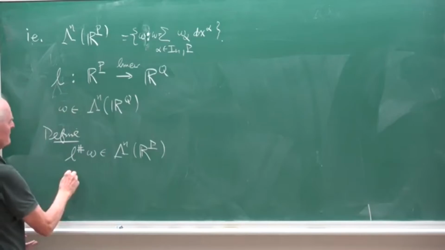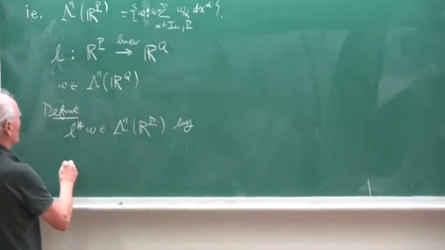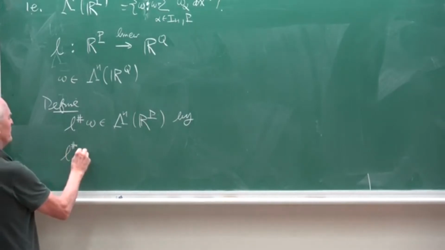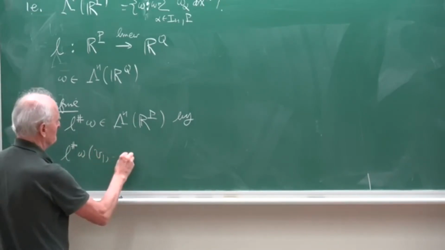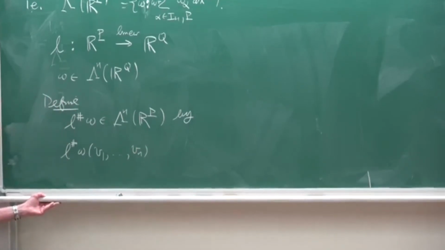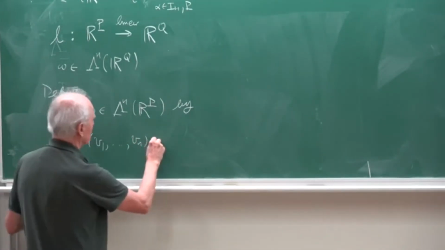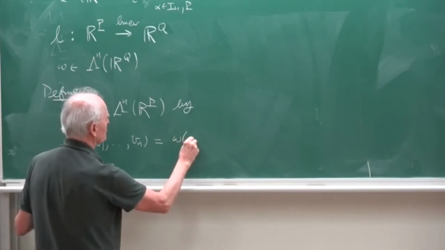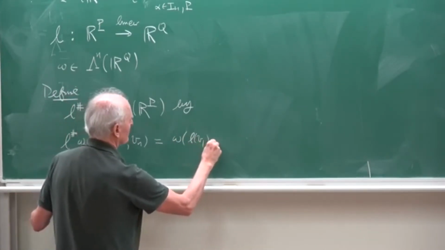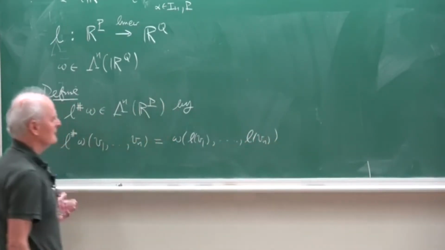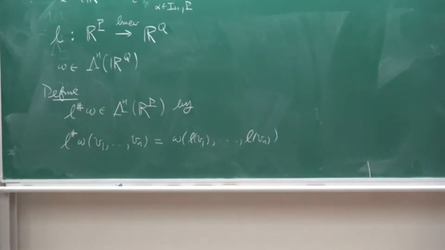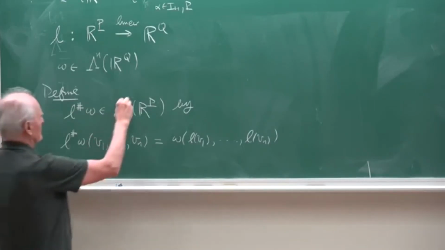And the definition is, we've got to say what it does to vectors. Remember, these are alternating n-linear forms, so we've got to say what it does to vectors v1 up to vn. I've got to define it in such a way that it's alternating. Well, simply define it to be omega hitting the image of v1 under L, up to the image of vn. It's clearly linear in each vi, and it's clearly alternating. So this is indeed in this space.